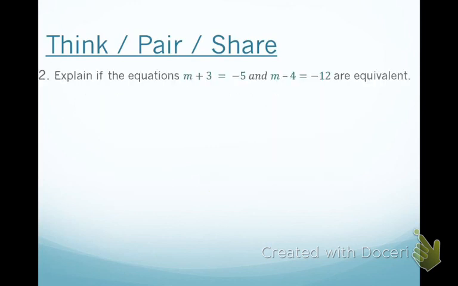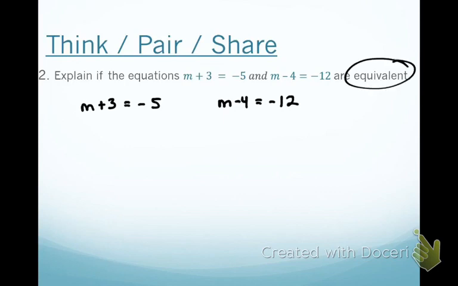The final problem says, explain if the equations m plus 3 equals negative 5 and m minus 4 equals negative 12 are equivalent. So we're going to write that first equation over here, and then we'll write the other one over here. Does anyone know what this word equivalent means? Equal. Okay, so we're going to see if we get the same answer for both of these.